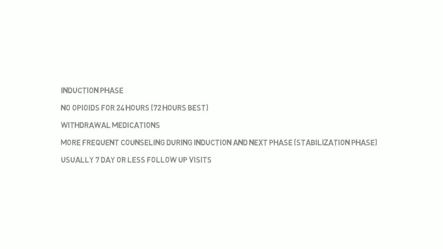There are 3 phases of MAT care. The first phase is the induction phase. This is usually the first week of treatment. There will be no opioid use for at least 24 hours, but really 72 hours works the best. And to get them there, we'll help bridge that gap by using withdrawal medications. And the medications in the withdrawal medication packages have changed over the years, but the primary use is to reduce the symptoms so the patient can make it to that 3rd day to make sure that all their mu receptors are clear of opioids. So it's a good induction.